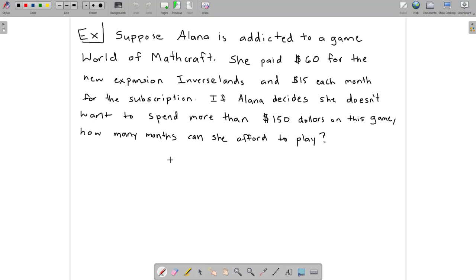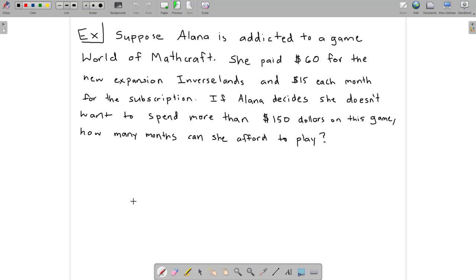Okay, and I will end this lecture with an application. I had to write one for my job interview, so we're going to do one here too. So suppose Alana is addicted to a game, World of Mathcraft, so I don't get a copyright strike. She paid $60 for the new expansion, Inverse Lands, and $15 each month for the subscription. If Alana decides she doesn't want to spend more than $150 on this game, how many months can she afford to play?